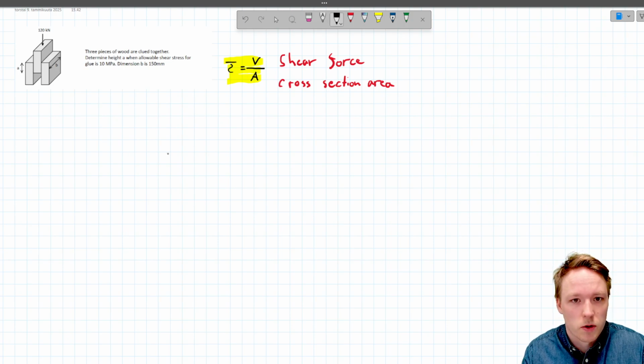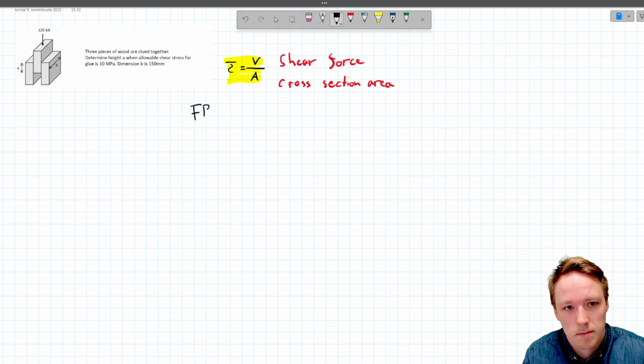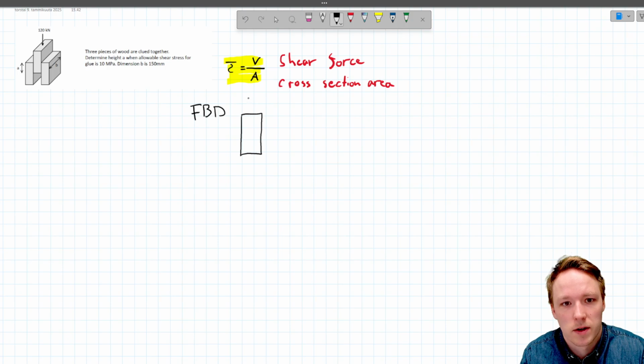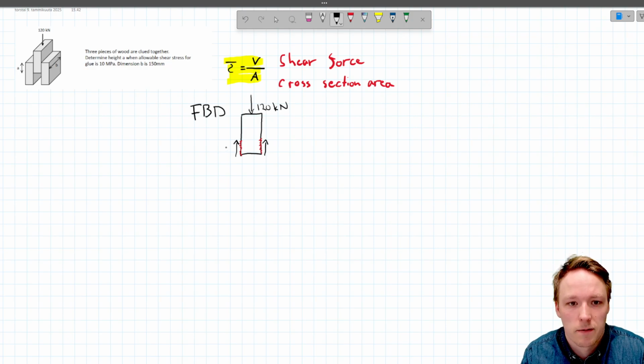In this example, it's also possible to do the free body diagram. So let's do the free body diagram, FBD. If we take a look from the side here, we have the center piece of wood, like so. There's a force of 120 kilonewtons pushing from here. And on the sides, we have the glue area, so the glue is in here, like that. And there we have a force that is against the 120 kilonewtons. Since the glue is on both sides, we have a force on both sides, and we name this V, the so-called shear force.